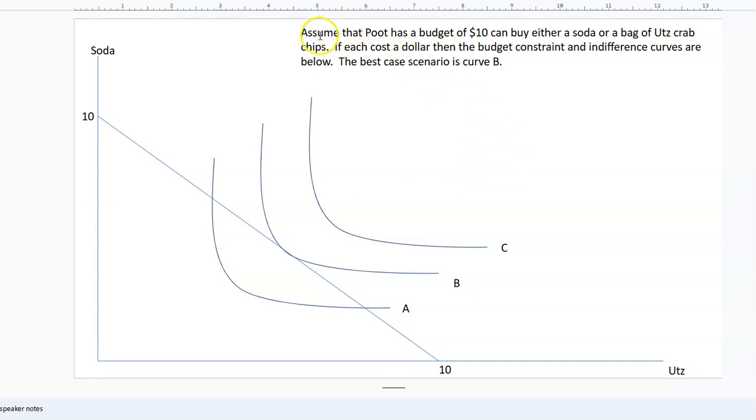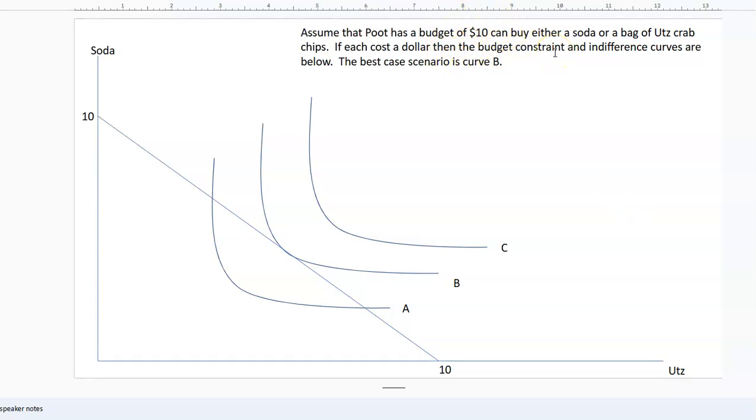So let's say we've got a person. The name is Poot. It's from a TV show called The Wire. He was kind of a bit character, but one that I just got a kick out of. But anyway, I digress.